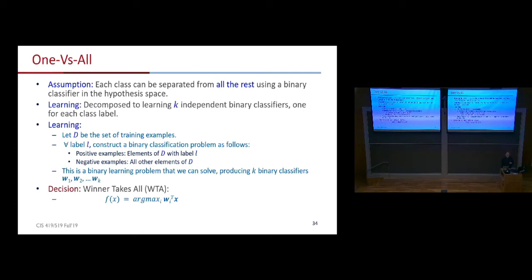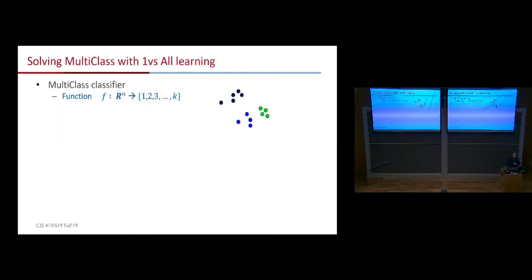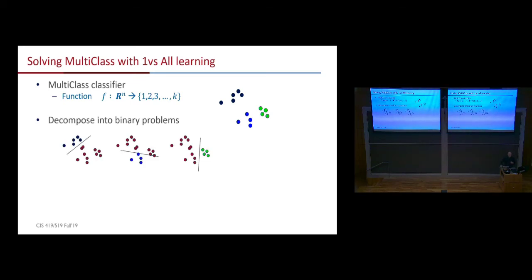Basically, given an example, I'm asking all the K learners that I learned, what do you think about this example? And I'm taking the one that shouts the loudest and saying, okay, it's yours. That's the decision. So you can think about it this way. I have, in this case, 3 colors, pretty distinguishable. I'm decomposing into binary problems. So I'm distinguishing the black from the rest, the blue from the rest, the green from the rest.